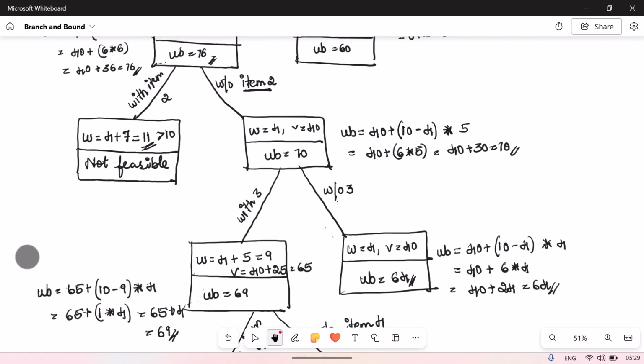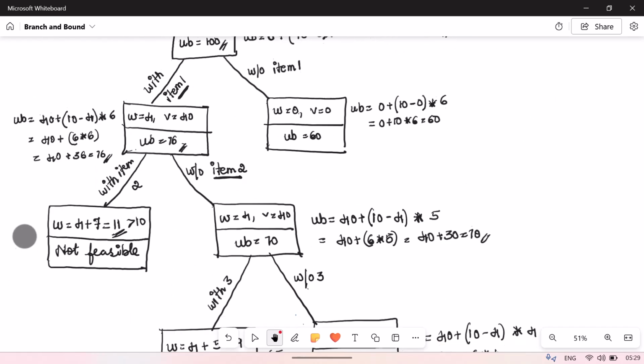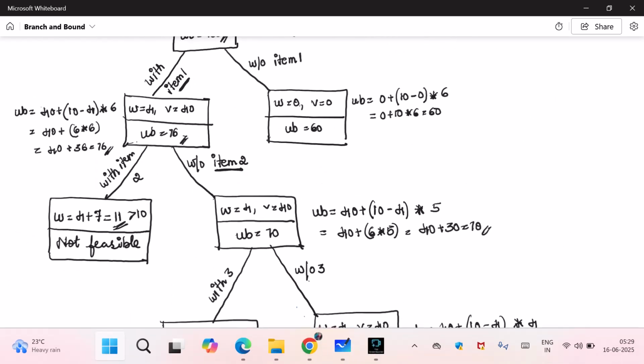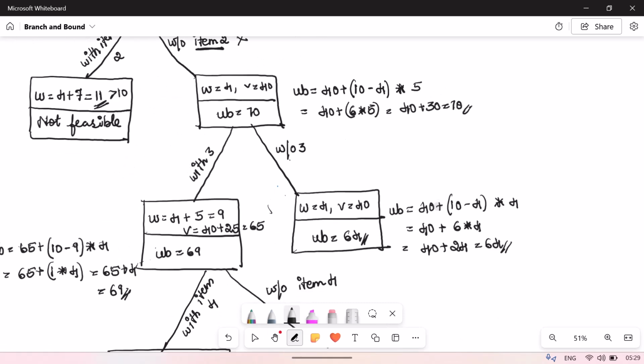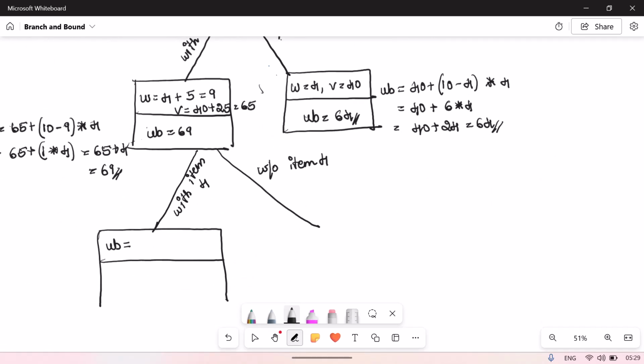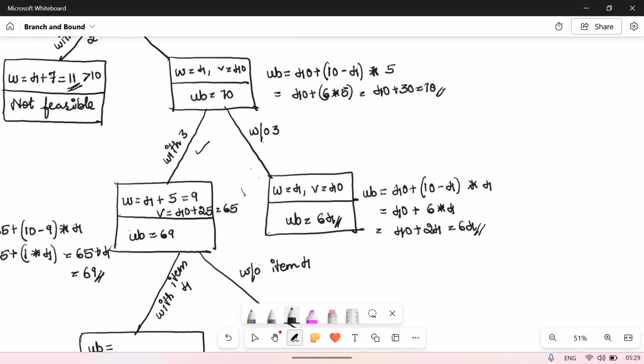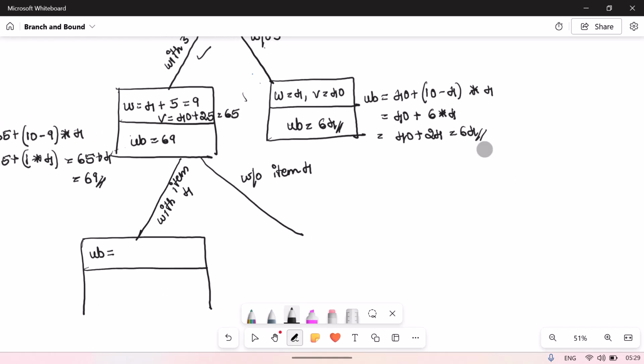See here, you are following this path. So item 1 is included. Look very carefully. Item 1 is included. Item 2 is not included. Item 3 is also included and item 4 now. Item 1 is included, so its weight was 4. Item 3 was included, so its weight is 5.